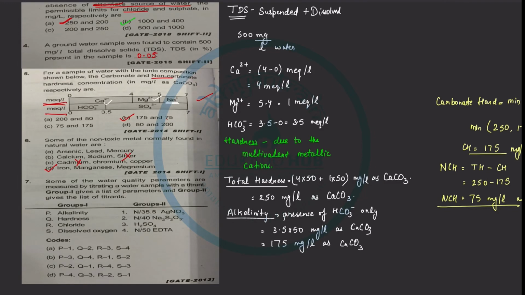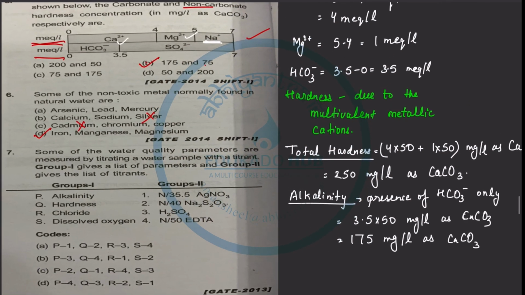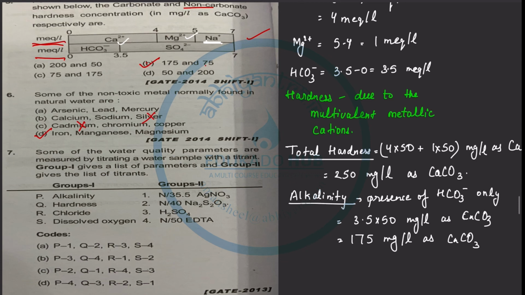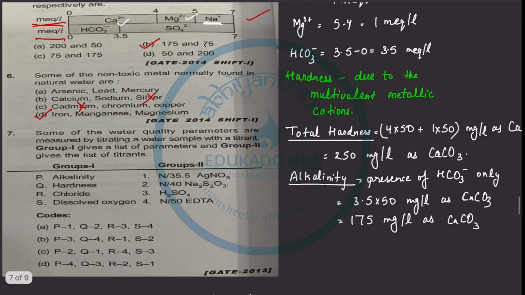So the next question is question number 7, which is: some of the water quality parameters are measured by titrating a water sample with a titrant. Group 1 gives a list of parameters, and group 2 gives the list of titrants. So we need to match the parameters with the titrants used. There are 4 parameters: alkalinity, hardness, chloride, and dissolved oxygen.